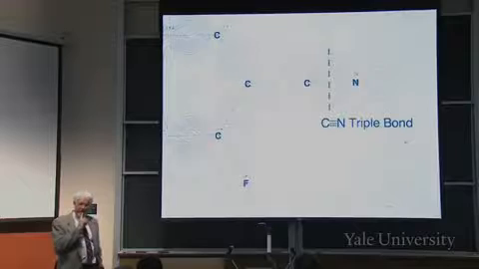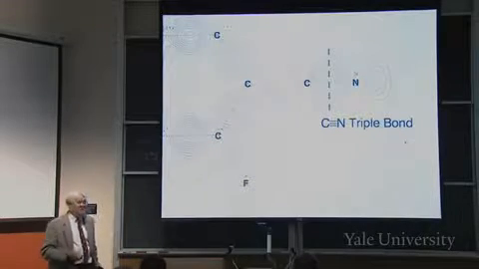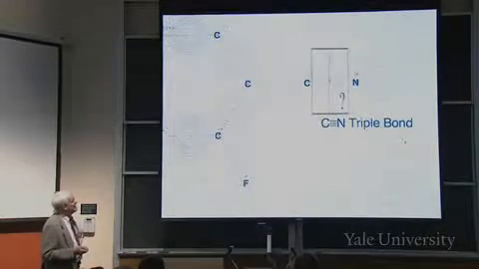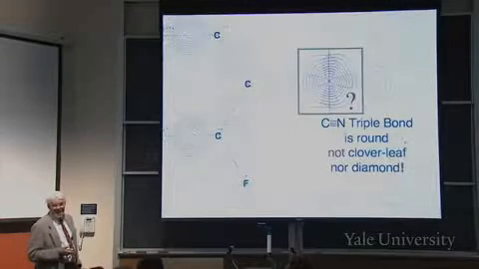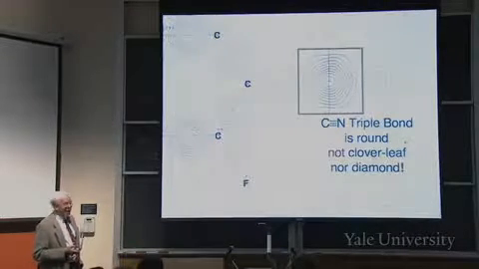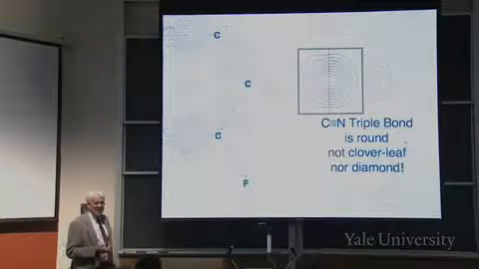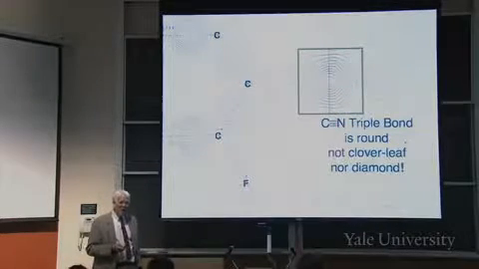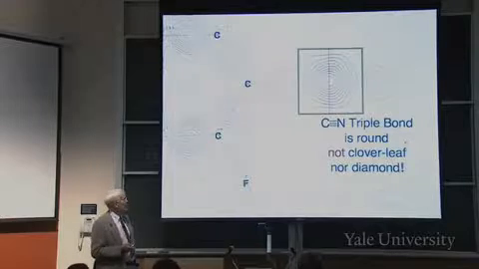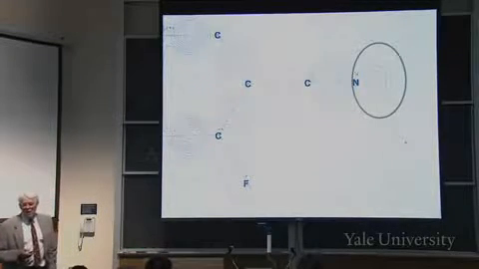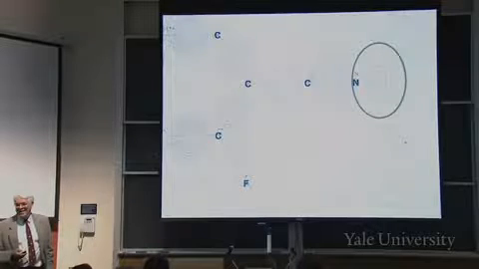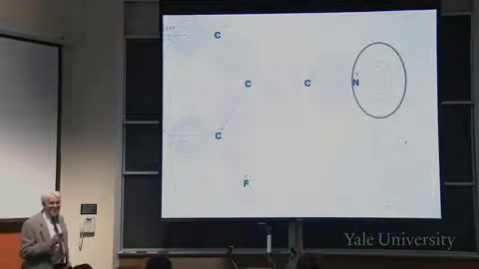Maybe like a clover leaf? Like that. It looks like that. It's round. It's not clover leaf and it's not a diamond. It's round in cross-section. So we'll address that later. What's that? That's not a bond. That's the unshared pair on nitrogen.